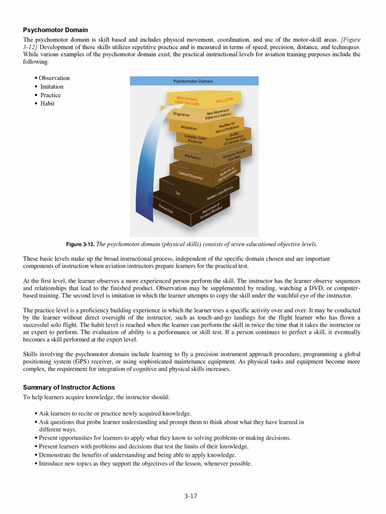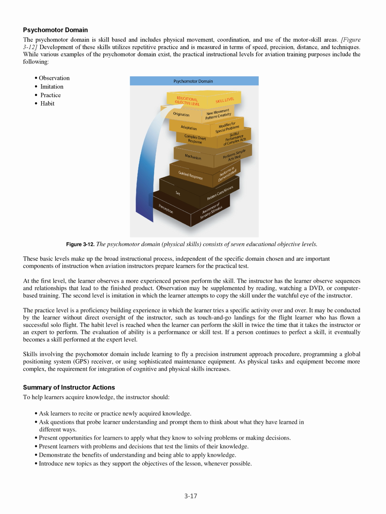Psychomotor domain. The psychomotor domain is skill-based and includes physical movement, coordination, and use of the motor skill areas. Figure 3.12, development of these skills utilizes repetitive practice and is measured in terms of speed, precision, distance, and techniques. While various examples of the psychomotor domain exist, the practical instructional levels for aviation training purposes include the following: observation, imitation, practice, habit. These basic levels make up the broad instructional process, independent of the specific domain chosen, and are important components of instruction when aviation instructors prepare learners for the practical test.